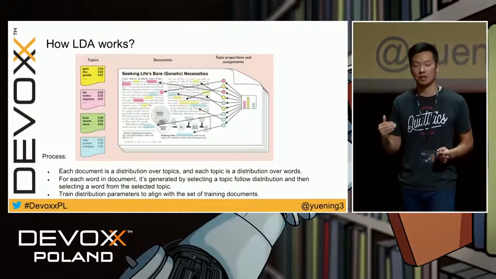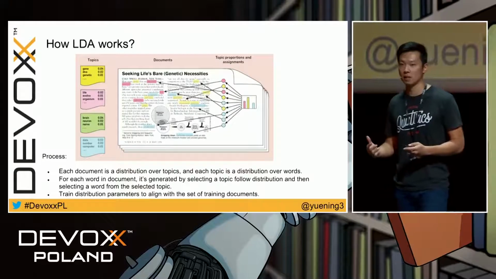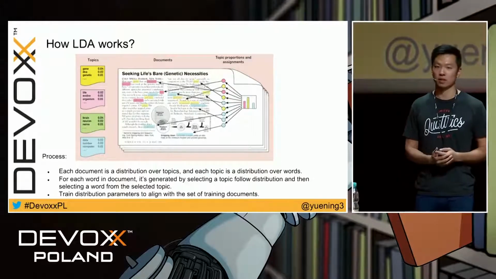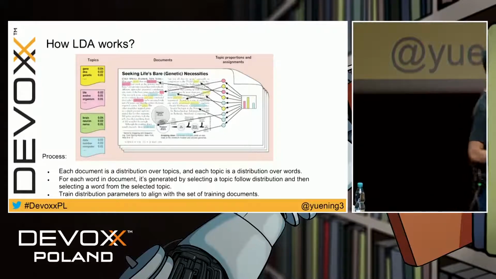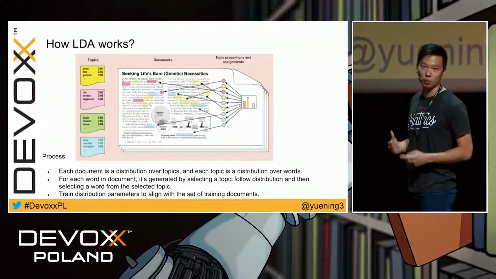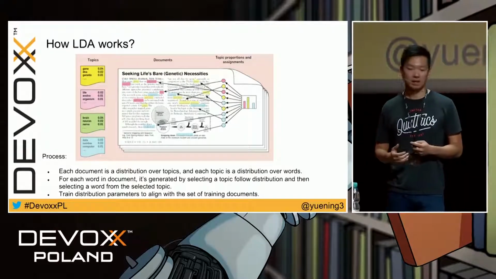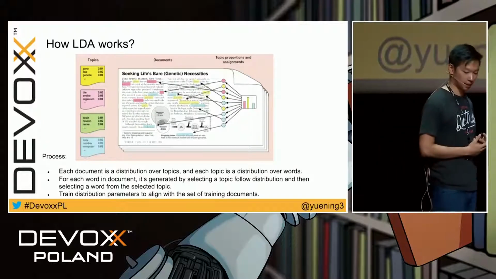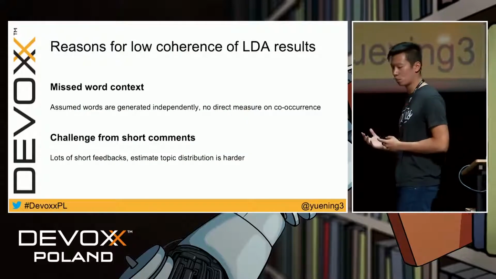For each word in the document, it will first, based on the distribution, select a topic, and based on the word distribution, select a word. And you repeat this for all the words in the document so that it regenerates the document. With that, the training process will align the distribution with the documents used in the training, and that's how LDA generates these topics. And from this, you can see there are mainly 2 problems.